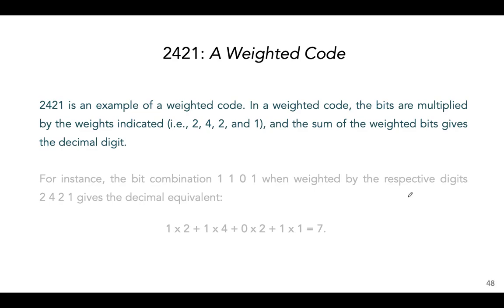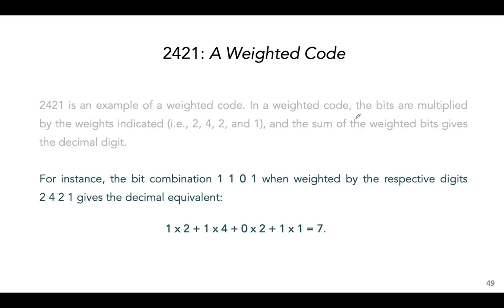The next code is 2421. 2421 is a weighted code. In a weighted code, the bits are multiplied by the weights indicated. Now 2, 4, 2 and 1 are actually the weights. So each bit, according to its bit position, is multiplied by these weights, and the sum of the weighted bits gives the decimal digit.